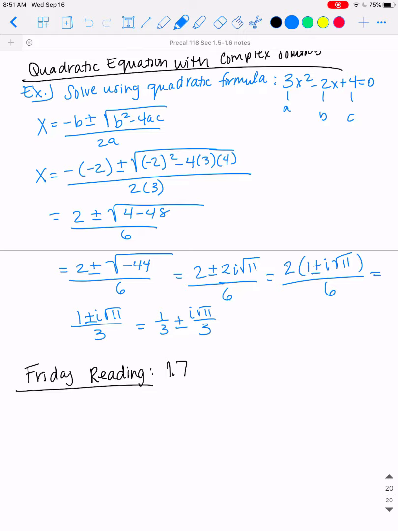So we're going to go ahead and split the square root of negative 44 and factor out that i. The square root of 44 can be thought of as square root 4 times square root 11, and then square root 4 simplifies to 2. So you have 2 plus or minus 2i square root 11 over 6. I'm going to factor out a 2 from the numerator to get 2 times 1 plus or minus i square root 11 over 6, which equals 1 plus or minus i square root 11 over 3, which equals 1/3 plus or minus i square root 11 over 3. And that's our final answer with our i's.